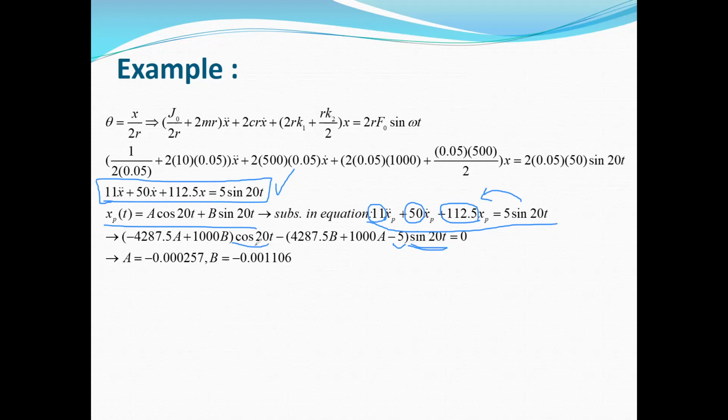So the coefficient of cosine and sine must be equal to 0. So we have two equations with two unknowns a and b. And once you solve these two equations, you can obtain that a is equal to this value, and also you can extract the numerical value for b. And this is your particular response. As you can see, the particular response is a combination of cosine and sine functions with the frequency of 20t, and the frequency of excitation is exactly the same as the frequency of the particular response.